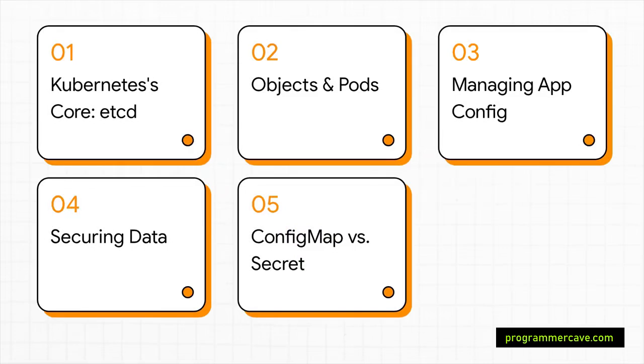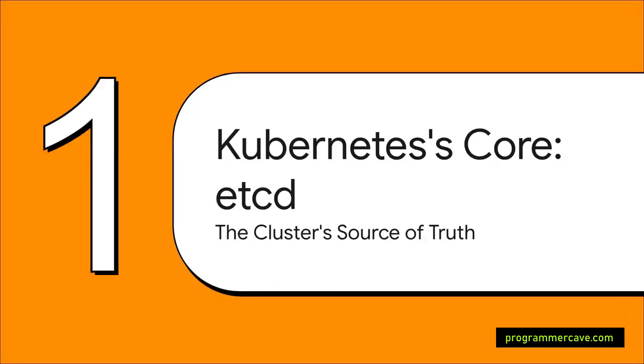So here's the game plan for today. We're going to start with the brain of the operation, a thing called etcd. Then we'll talk about the basic building blocks, objects, and pods. From there, we'll get super practical for you Go developers and look at managing app settings with ConfigMaps and Secrets. And finally, we'll put those two head to head. Let's get into it.